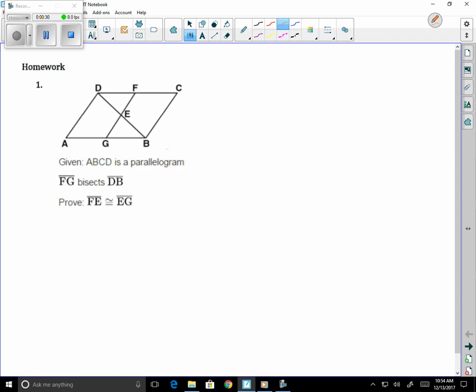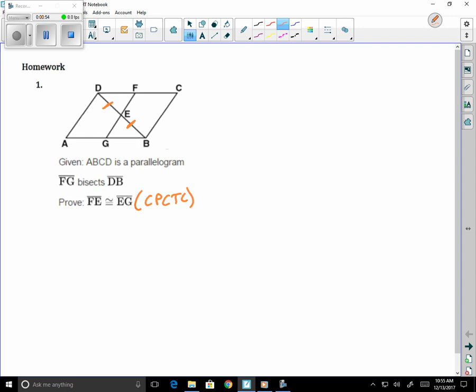It also tells us that FG bisects DB. Well, that tells us that DB is getting cut in half. So I'm going to say that these two segments here and here are the same size. And then it wants us to prove that FE is congruent to EG. This tells us I'm going to use CPCTC for my proof. So let's jump into this one.